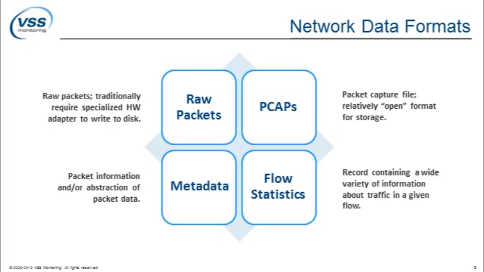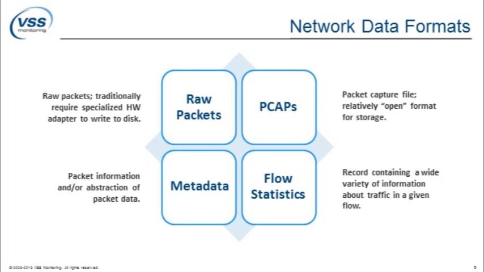The next is metadata, which is a slightly higher level of abstraction. The standard definition of metadata is data about data. So it's a higher level of abstraction. It doesn't have absolutely every byte that was transmitted, but has the important pieces of information.